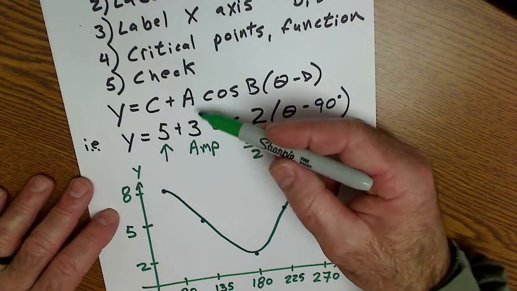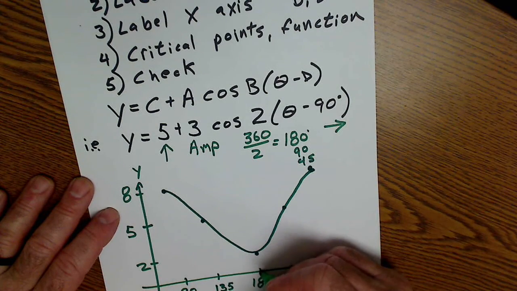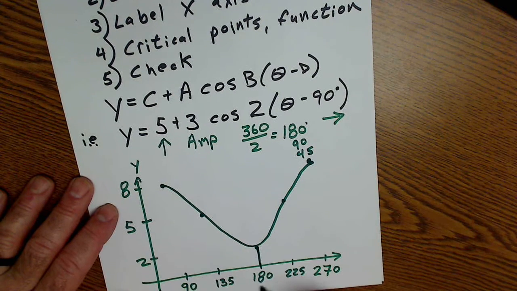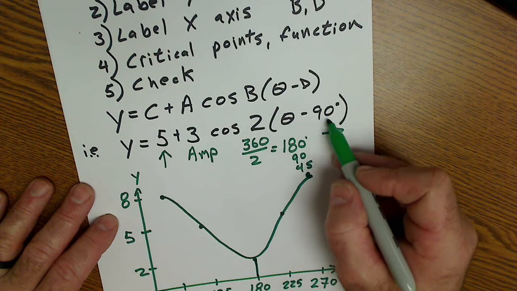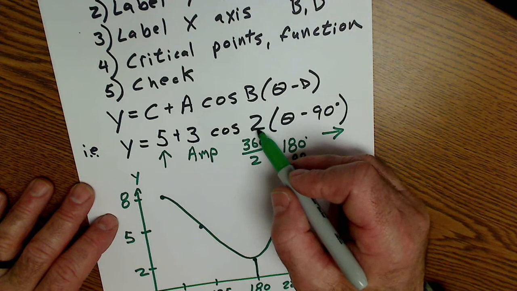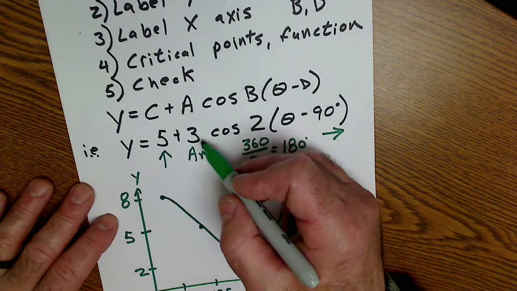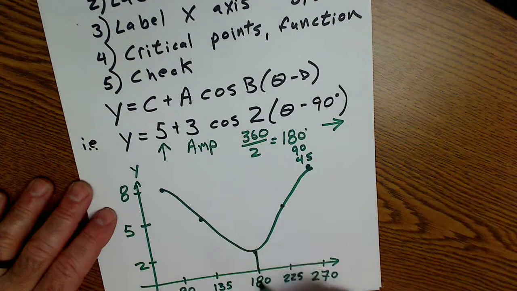And finally, step 5 is to check. I'll just pick a value like 180, and plug it in. 180 minus 90 is 90, times 2 is 180. Cosine of 180 is negative 1. Negative 1 times 3 is negative 3. Plus 5 is 2. So at 180, I should be at 2, and I am.